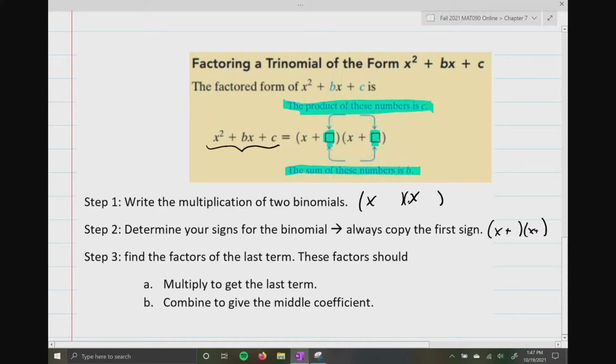And then step 3, you're going to find the factors of the last term. And these factors should multiply to give you the last number, which is going to be C. So has to equal, let me write out the word. Got to equal C. And when you combine them, it has to equal whatever B is. Okay? So let me go ahead and do just a bunch of examples to show you how this works.